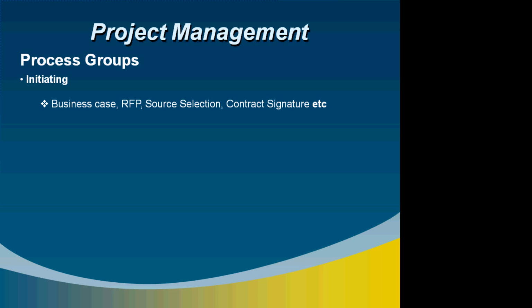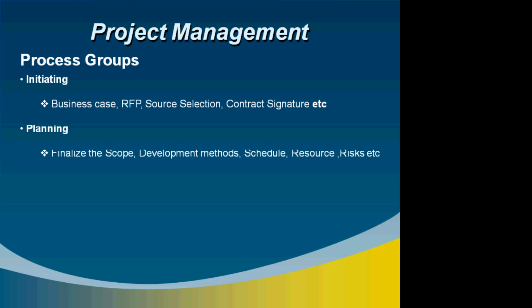Next process group is planning. Now let us see what the different activities involved in the planning phase are: finalize the scope, development methods, schedule, resource and risks, etc.